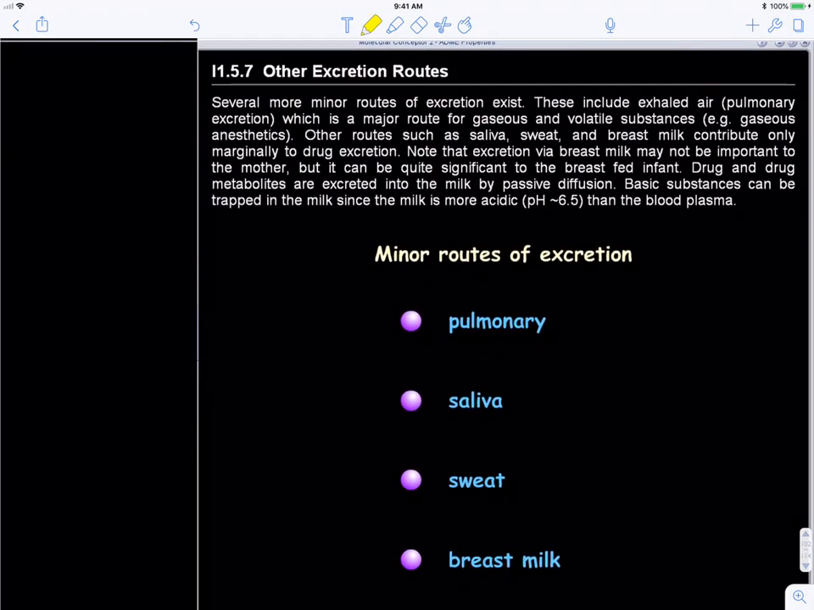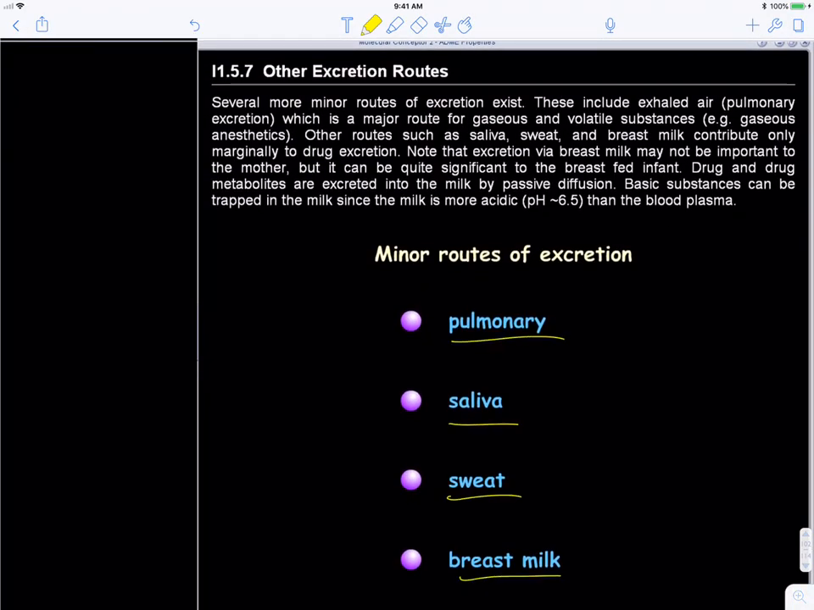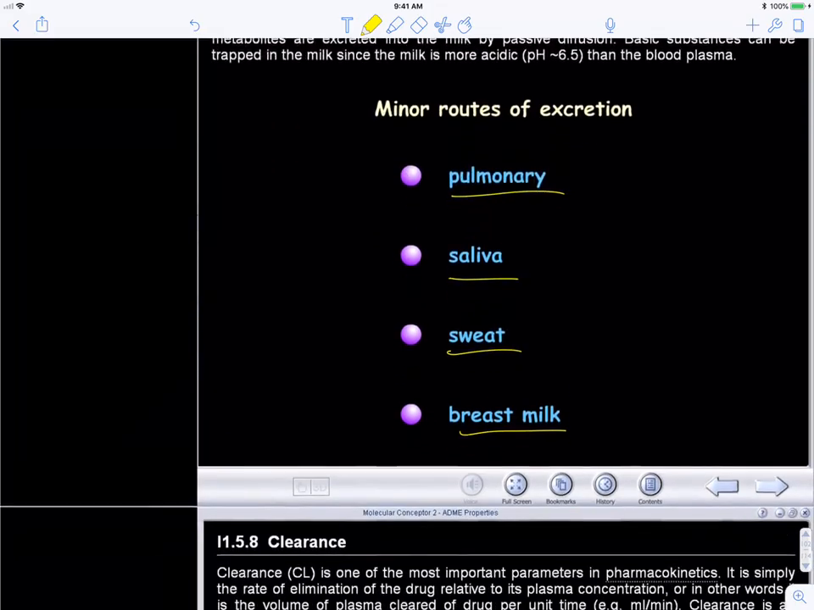Other excretion routes are pulmonary, saliva, sweat, and breast milk. And breast milk is particularly important for its potential toxicity. For this reason, certain drugs cannot be administered to lactating women because drugs will be concentrated in the breast milk, which is slightly more acidic, and potentially cause harm to the newborn. The pulmonary route is another important route in which molecules that are volatile can be excreted quickly.